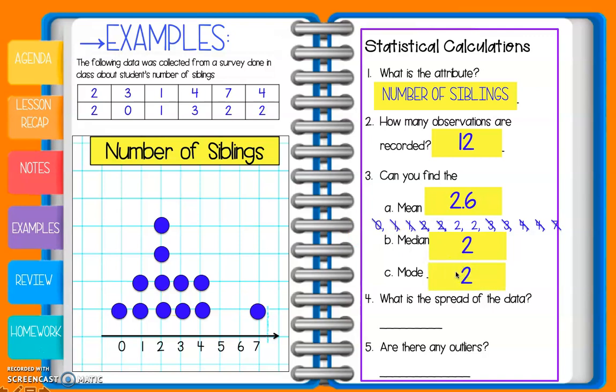Okay. What is the spread of the data? So the spread goes from 0 to 7. It's the range, or 7. Okay, so it goes from 0 to 7. Our range would be 7.